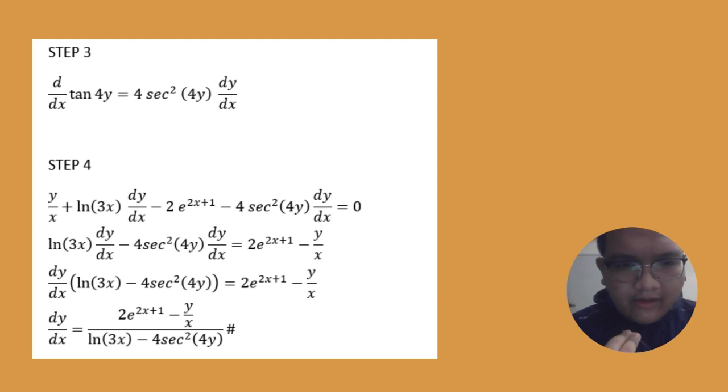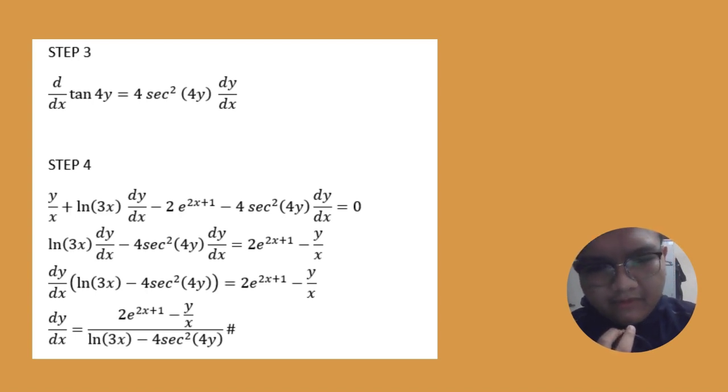So we move dy/dx to the left. So the answer will be ln 3x dy/dx minus 4 secant square 4y dy/dx equal to 2 exponent 2x plus 1 minus y over x.